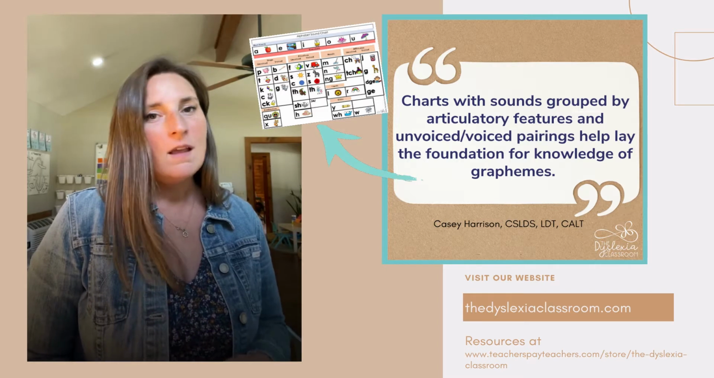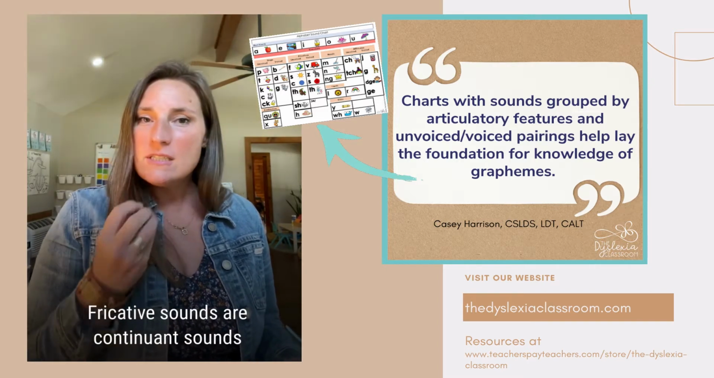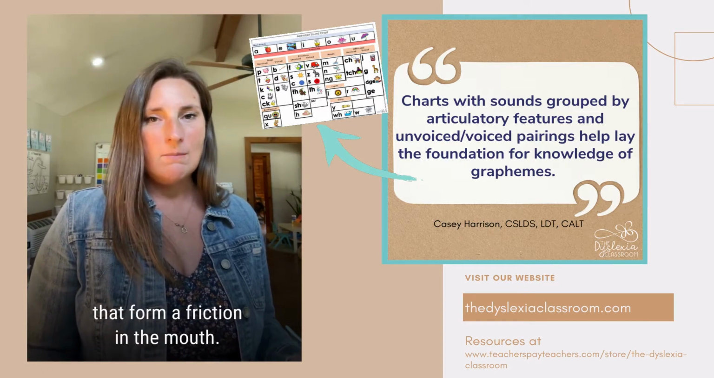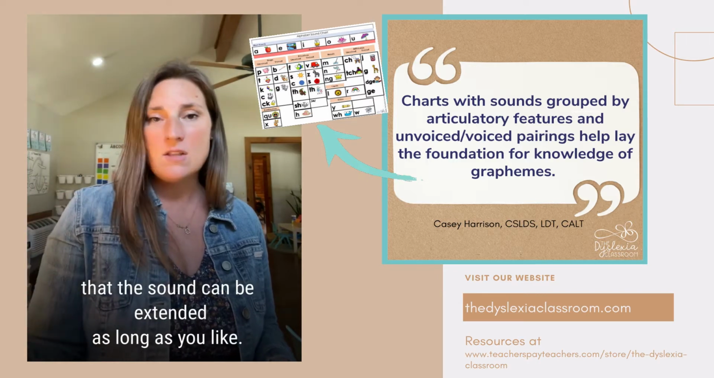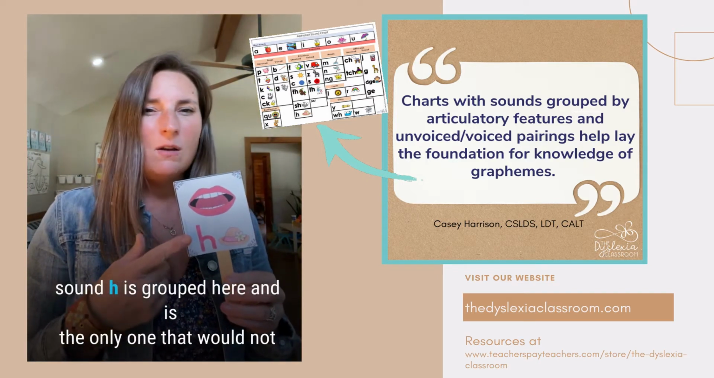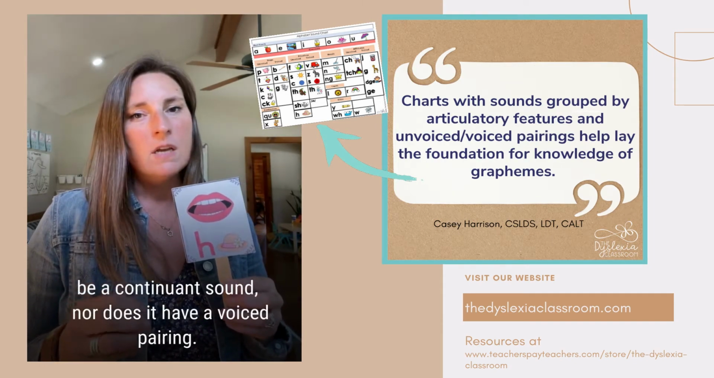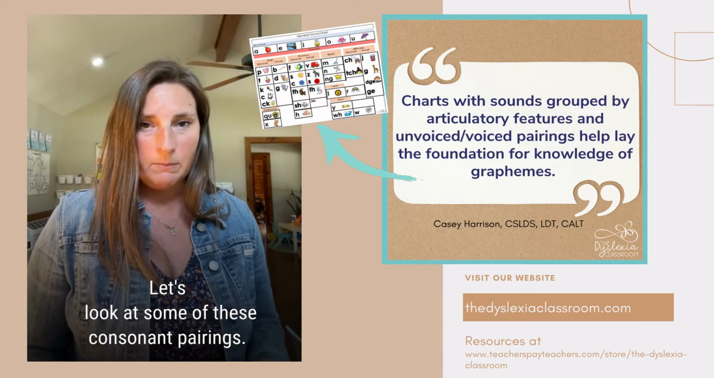on my website. So what in the world is a fricative? Well, fricative sounds are those continuous sounds that form a friction in the mouth. These can be continued in sound production, meaning that the sound can be extended as long as you like. One sound is grouped here that would not be a continuous sound, nor does it have a voiced pairing. So let's look at some of these consonant pairings.